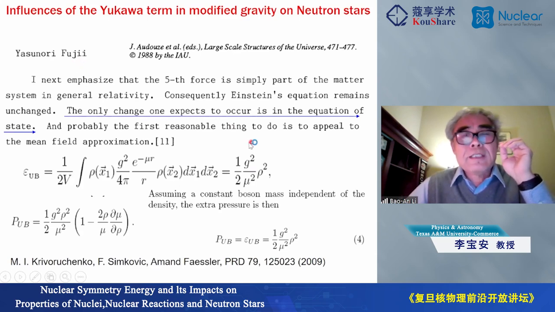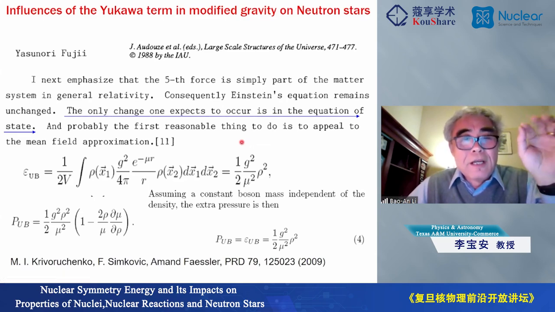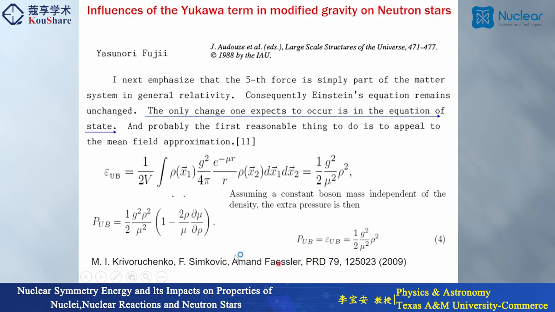This picture has been studied in detail by Fuji. He was saying that, considering your total action has a matter part and a gravity part, you can just keep using general relativity, but then modify your matter content by considering the U boson exchange between two particles. Then the energy density is going to be proportional to a coupling constant and the mass of this U boson. And this picture was also used by Fessler's group in Germany in studying neutron stars.